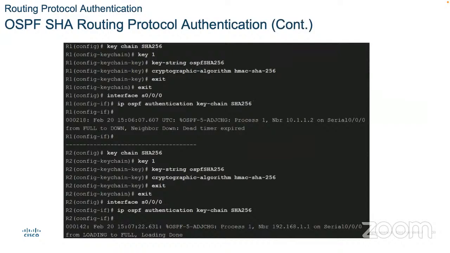Here's an example of two routers using SHA-256. In this way, they will authenticate to each other. And if somebody tries to spoof, somebody tries to falsify, it's not going to work, which is what you want.